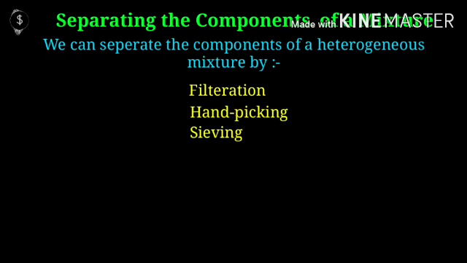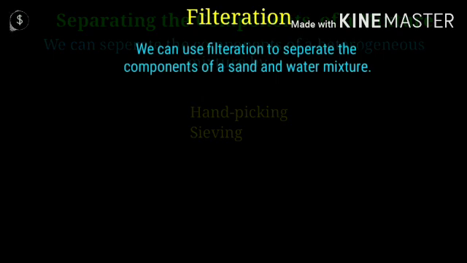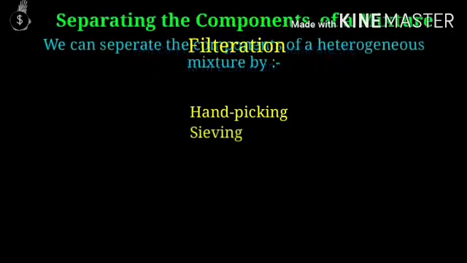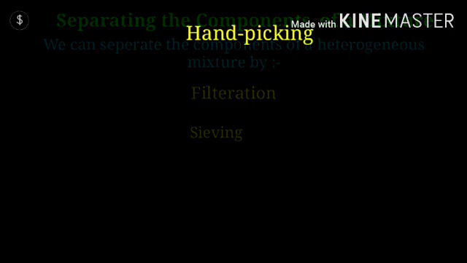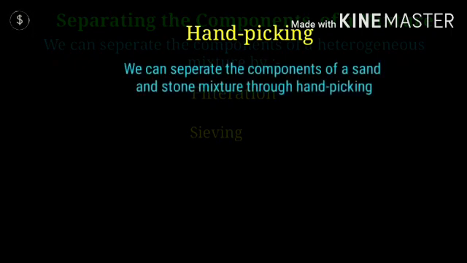First of all, we'll use the filtration method to separate the mixture of sand and water. We can use filtration to separate the components of a sand and water mixture. In filtration, we take filter paper which we keep inside a funnel, and then we put the solution of sand and water in it, and we see that the water goes through the filter paper and the sand is separated on the filter paper.